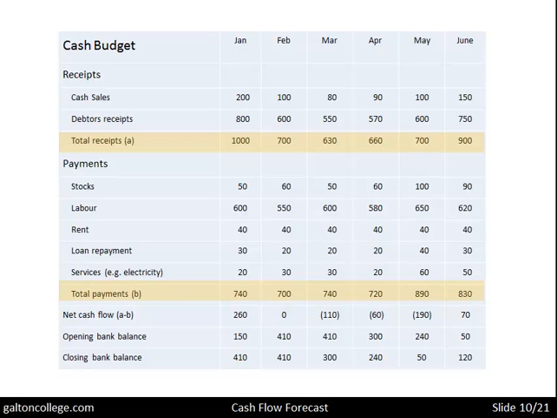Now the total payments is the sum of the figures above. So it's stock 50, labour 600, that's 650, rent 40, so that'd be a total of 690. Loan repayment is 30, so 690 plus 30 is 720. Services, which in this case is electricity, is 20, so 720 plus 20 is 740. So for January, we can see that the payment is 740. Now, the cash receipt in January is 1,000, and the outgoings is 700.